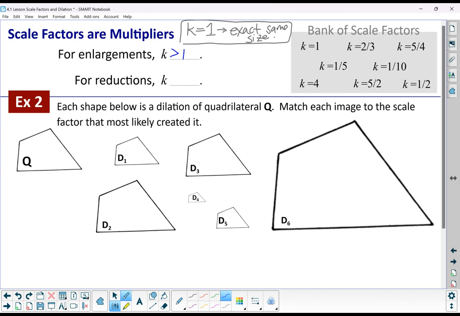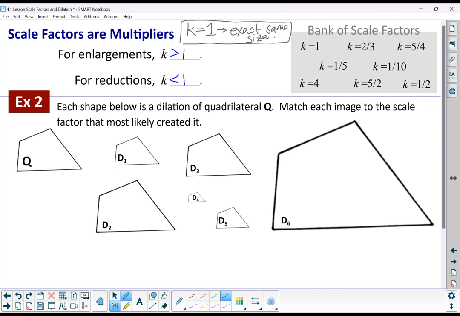If you had a scale factor of 1.01, it would make the dilated copy slightly larger. Anytime your scale factor is a number less than 1, you're going to have a reduction or a smaller shape that is the result of that dilation.